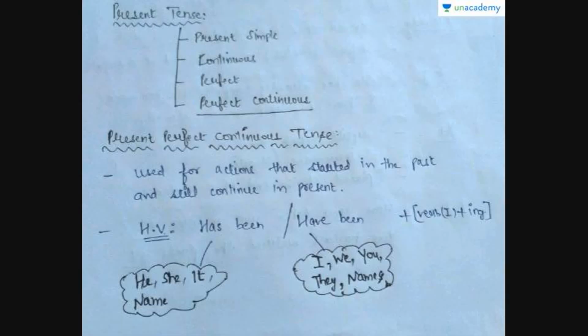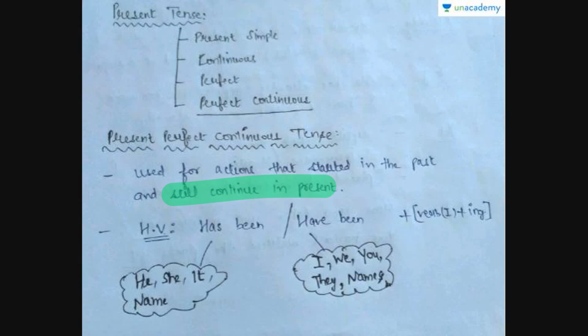So, present tense. We've already discussed these three types of present tense, and we talked about them in the overview of this course too. Present simple is done, continuous is done, perfect is done. Now it's time to learn present perfect continuous. Present perfect continuous tense is used specifically for actions that started in the past and still continue in the present.